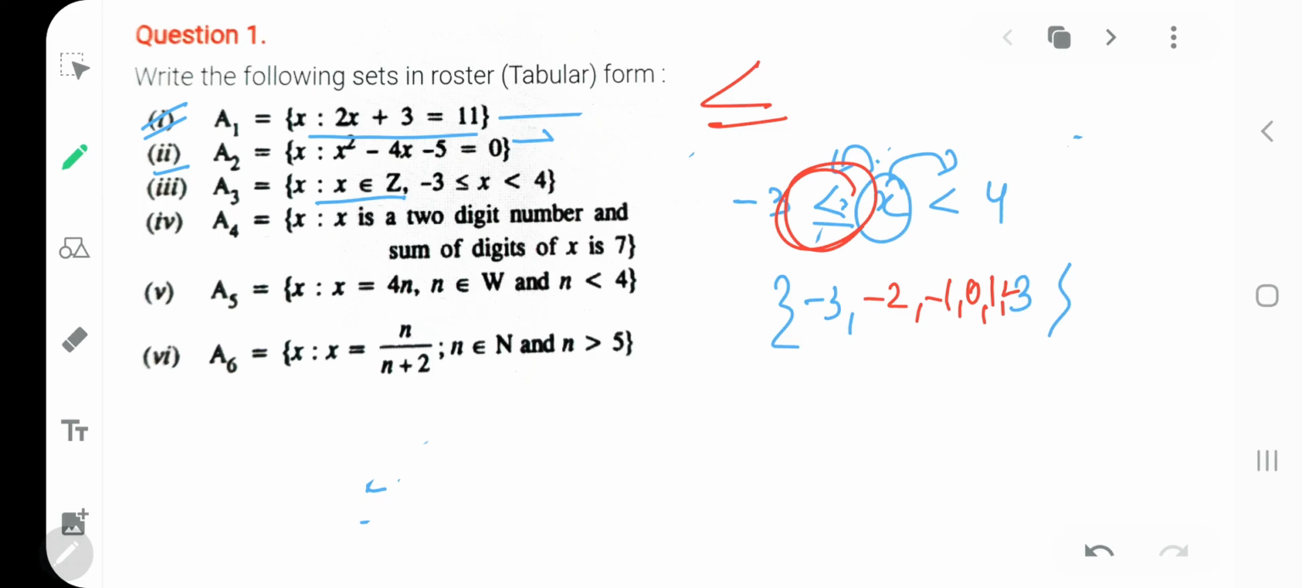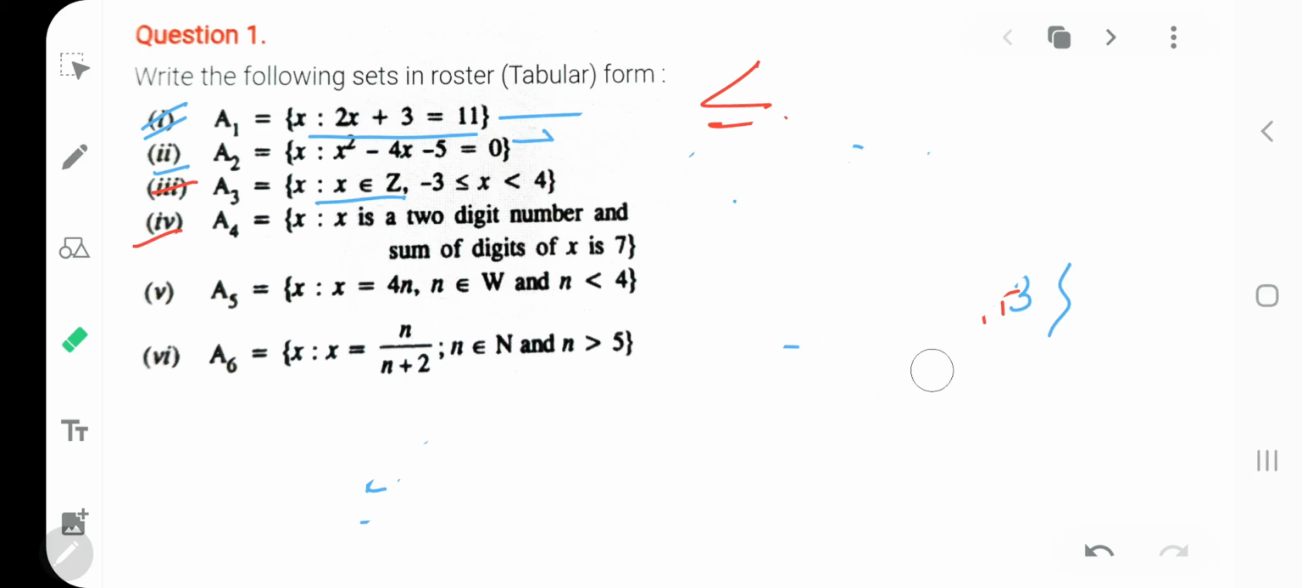You will limit your elements to 3 because here it is written x is less than 4. That means you will not reach 4. 4 is not included in its elements list. Clear? We will jump on to fourth and it says A4 is a set of x such that x is a 2-digit number and sum of digits of x is 7.